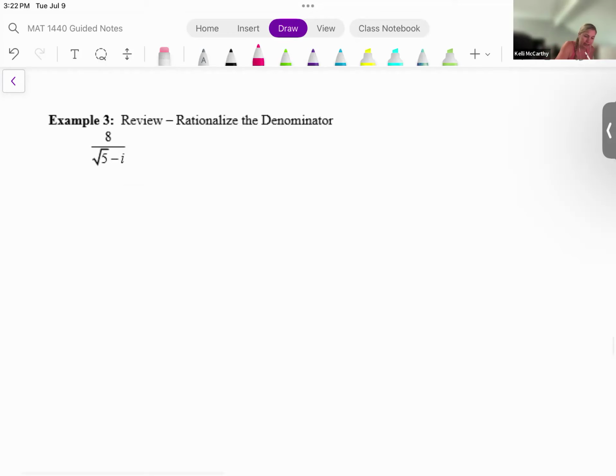So we're going to take 8 divided by the square root of 5 minus i, and we're going to multiply it by the square root of 5 plus i over the square root of 5 plus i. Again, multiplying by this fraction is the same as multiplying by 1, so we're not changing anything. Adding some extra parentheses to help me see that. In the numerator, I'm just going to distribute the 8, so we have 8 square root of 5 plus 8i.